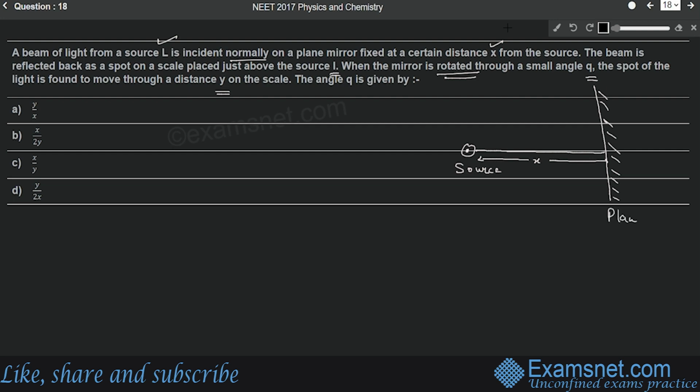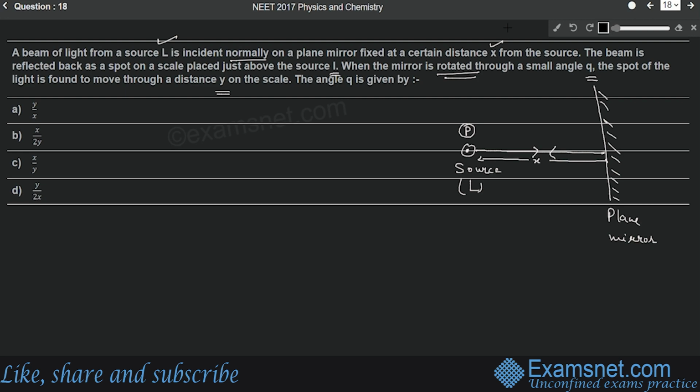Plane mirror. Now, two cases are mentioned here. In the first case, when the light is incident on this plane mirror, it is reflected back on the same path, because the light was incident normally in this case. And how do we know this? Because the spot of light is just above the source L. So this is the source L, and just above this a spot of light was found. Let's say P is the spot. So in this case we can understand that the light has been reflected back.